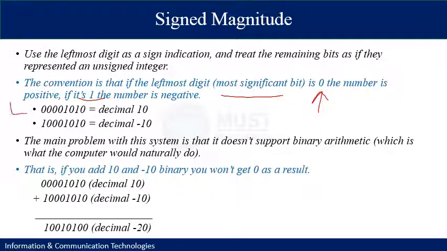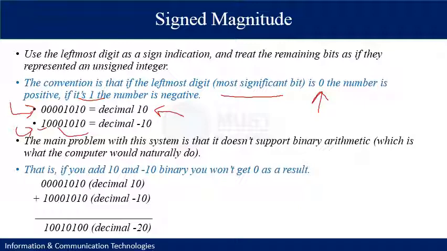So for example, we have representation of two numbers. In the first case, our most significant bit is 0. We have the representation of a positive number, which is decimal 10. In the second case, we have representation of a number, but in this case we have the most significant bit as 1. Therefore this is the negative representation of number, and again the number is the same, 10.